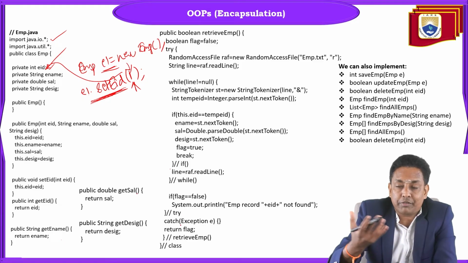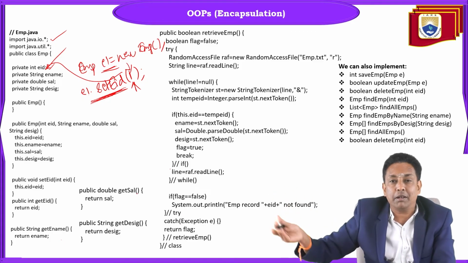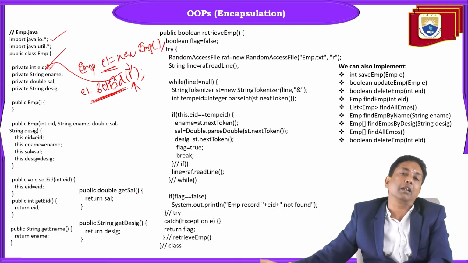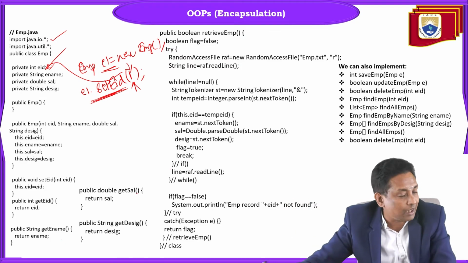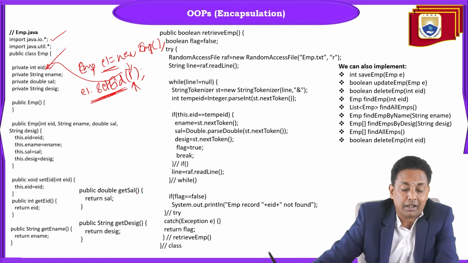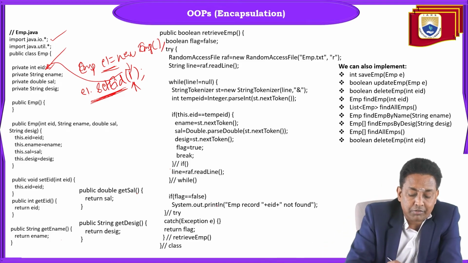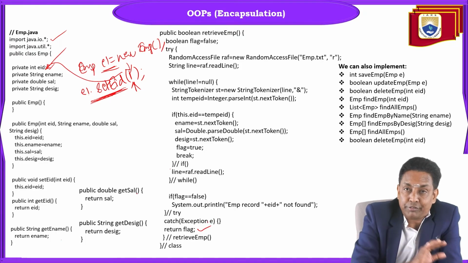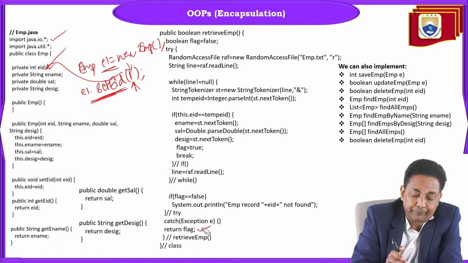In Java programming, whenever we use APIs like the IO API, networking API, and other APIs, we need to handle exceptions. We'll discuss exceptions later on. Checked exceptions must be handled with the try catch block, which is what we are doing. And finally, the flag statement is written. If the flag comes true, the record is found. If false, the record is not found.